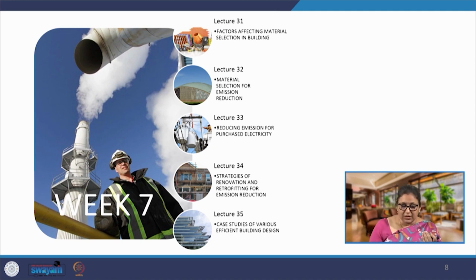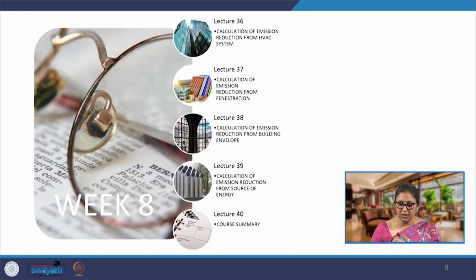Along with that, towards the end of week 7, we started looking at different strategies for renovation and retrofitting. So, not just talking about new buildings and new construction, we were looking at strategies for renovation and retrofitting of emissions, and then we also looked at some case studies of various energy efficient building design and construction to give us an idea of how energy efficiency has been achieved in different buildings and how it would impact the scope 2 emissions.